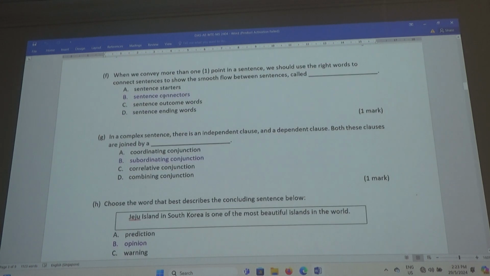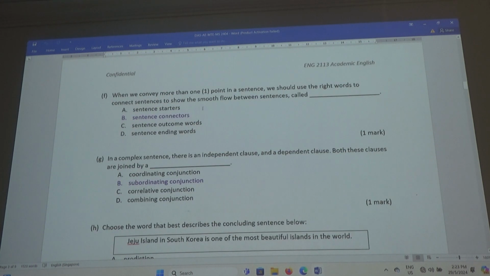Alright? Okay. Now let's understand this. Sentence connectors. You all remember sentence connectors? The answer is already given here, connect sentences. Sentence connectors, they're already there. Is that okay? So sometimes you have to guess wisely. I understand you cannot remember everything, but you have to guess wisely.